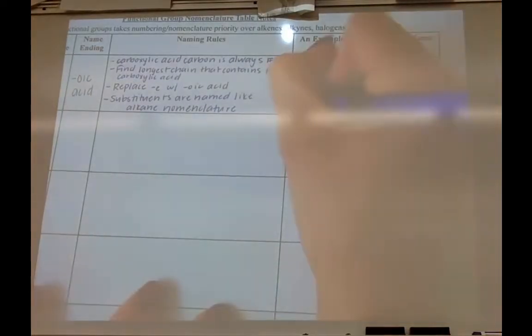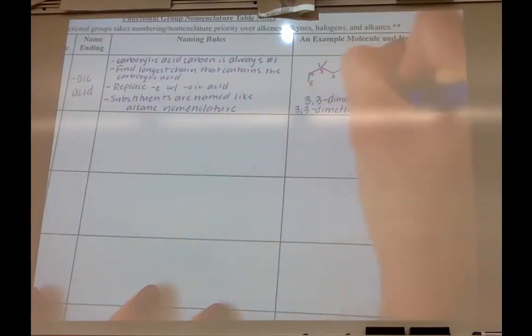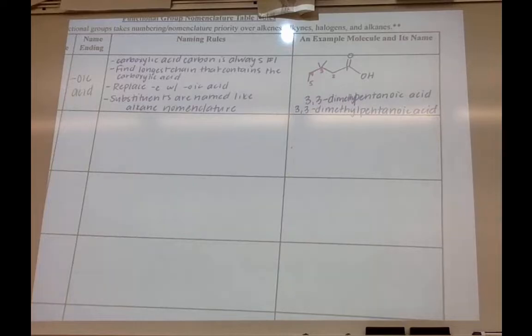I'm going to write it better down here. 3, 3, dimethylpentanoic acid. So dimethylpentanoic is all one word, and then a space with acid. Carboxylic acids are the top priority when it comes to naming.